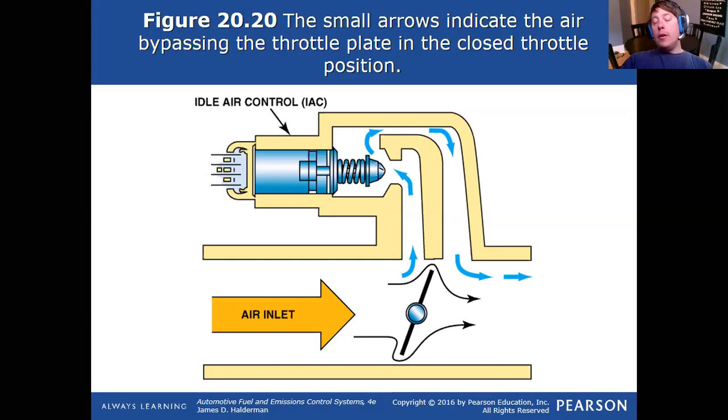So as the computer determines, like, hey, I need to increase airflow so I can spray a little more fuel, so I can build a little more horsepower, so this engine doesn't stall as we're trying to parallel park, it will increase the airflow by bypassing the throttle plate via some sort of idle air control circuitry. There are a variety of systems on the market. This is a stepper motor style idle air control. It'll literally turn this pintle.